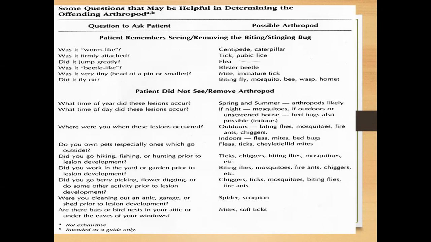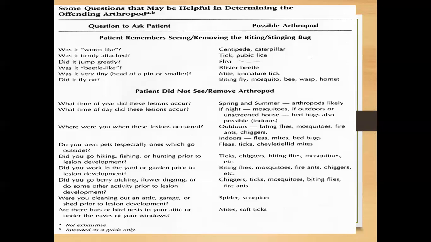If the patient did not see or remove the arthropod, and we haven't seen anything, then what time of the year did these lesions occur? Because in different seasons there are different types of arthropods. They appear at different times, so you can get an idea what type of arthropod it is. In spring and summer, arthropods are likely. What time of day did the lesion occur? If night, then mosquitoes. If unseen in the house, bed bugs are also possible indoors.